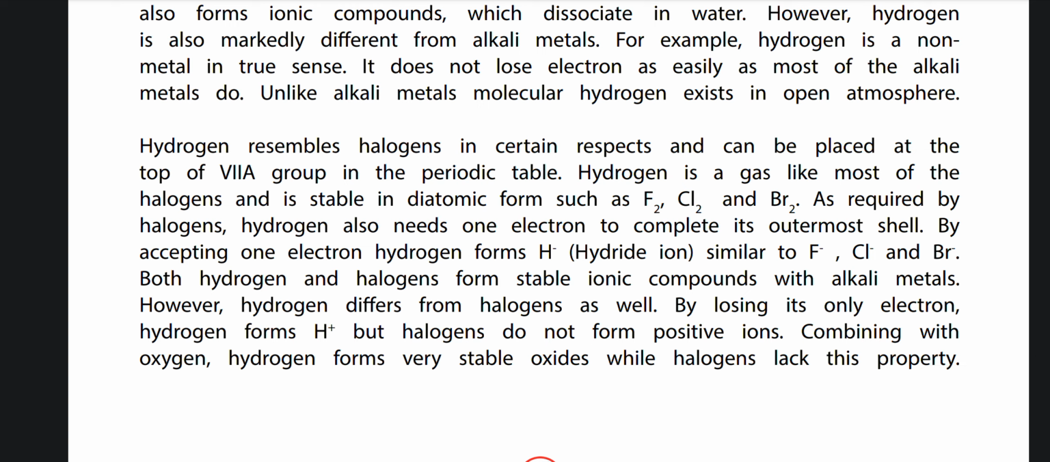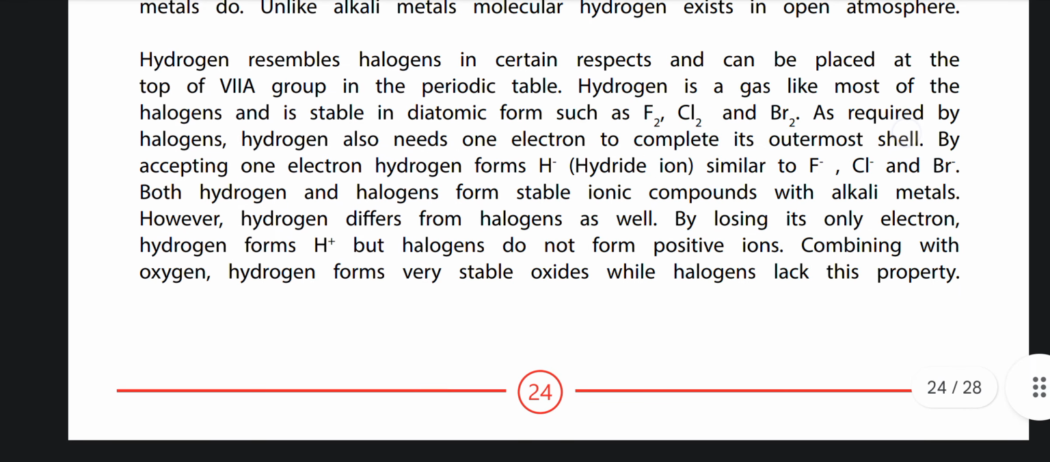Hydrogen resembles halogens in certain respects and can be placed at the top of the 7A group in the periodic table. Hydrogen is a gas like most of the halogens and is stable in the diatomic form, such as F2, Cl2 and Br2. As required by the halogens, hydrogen also needs one electron to complete its outermost shell.